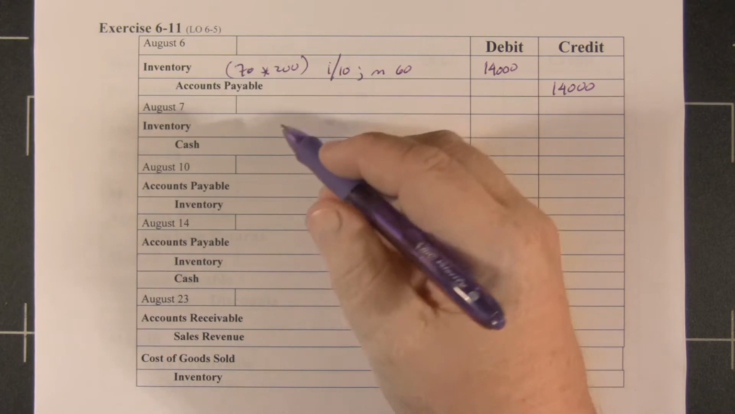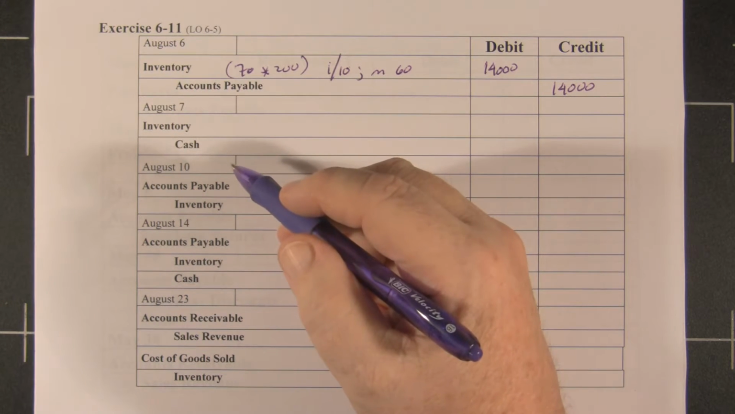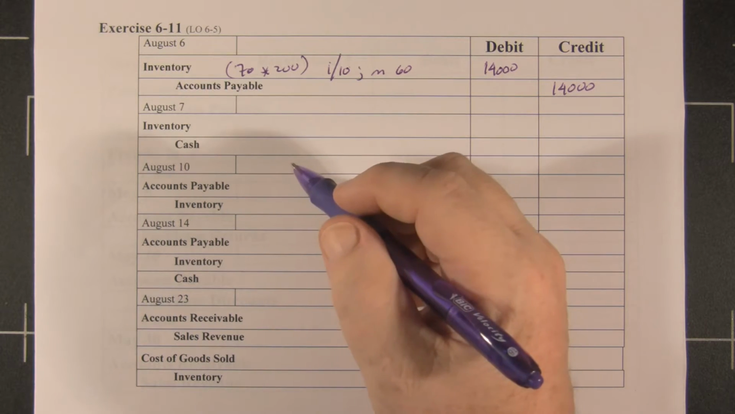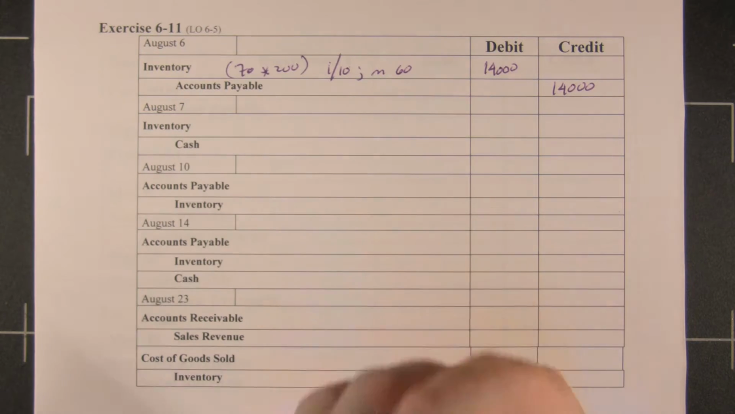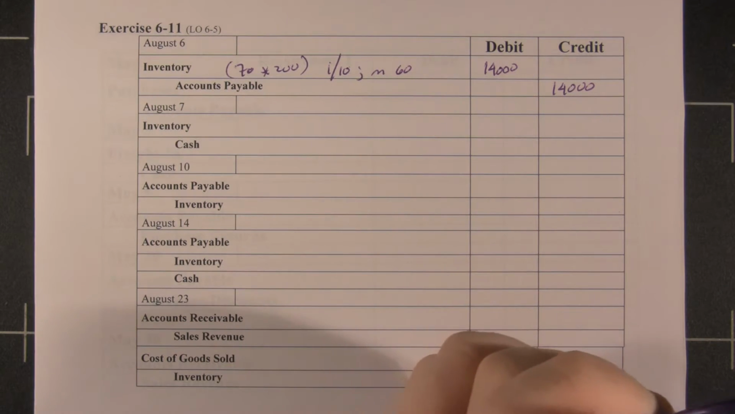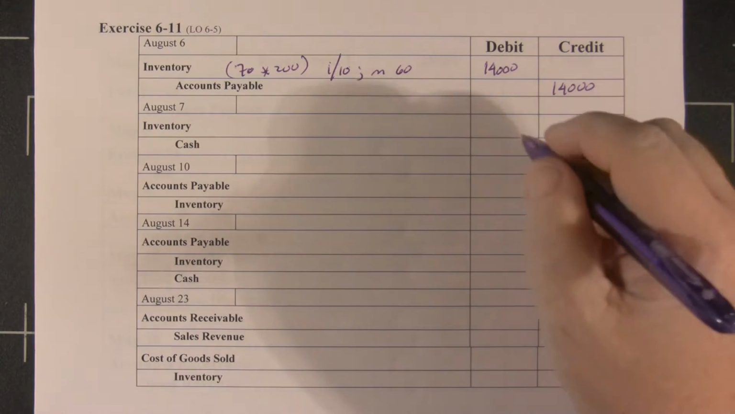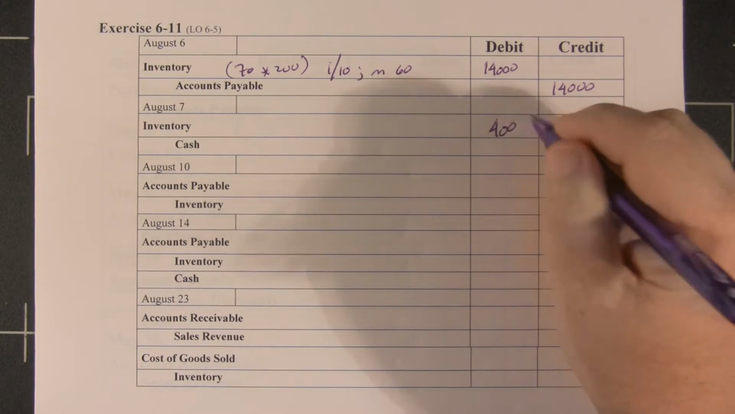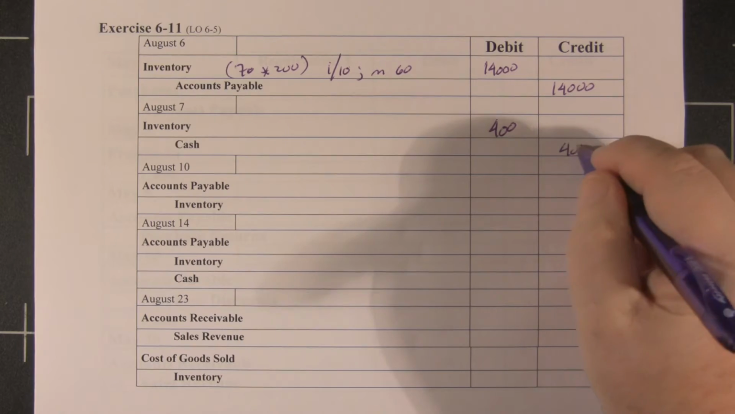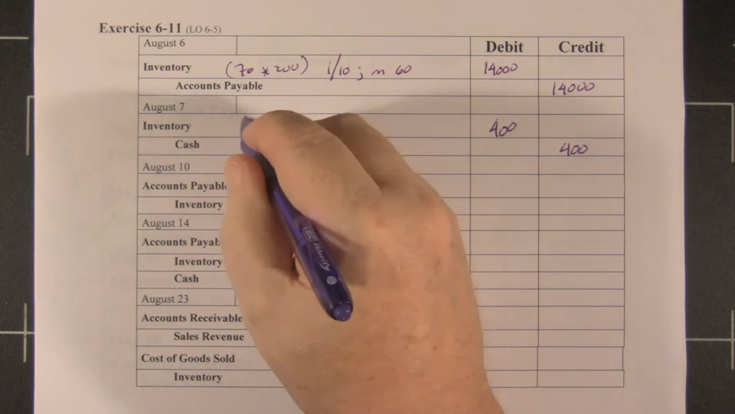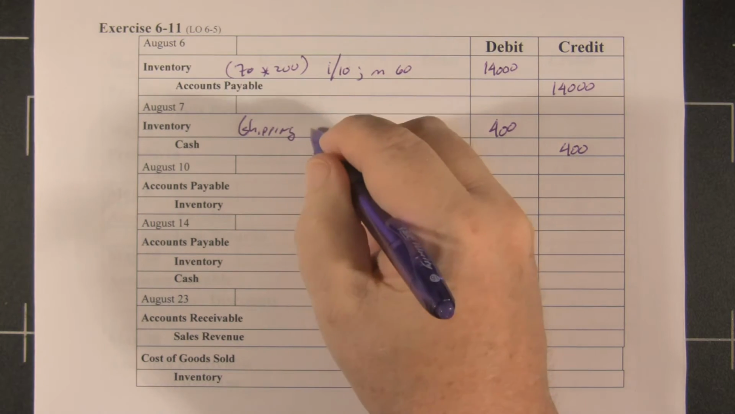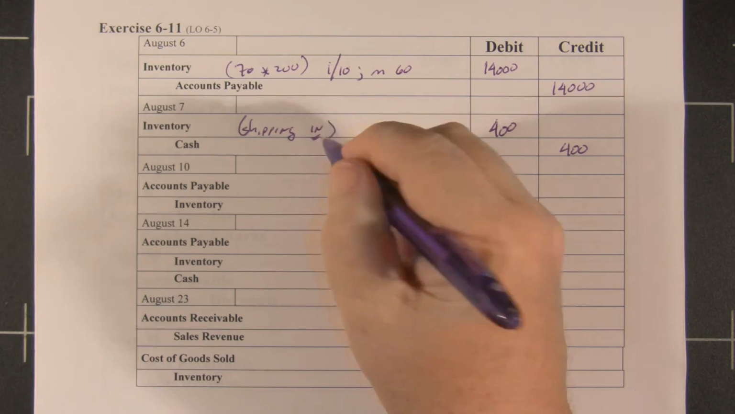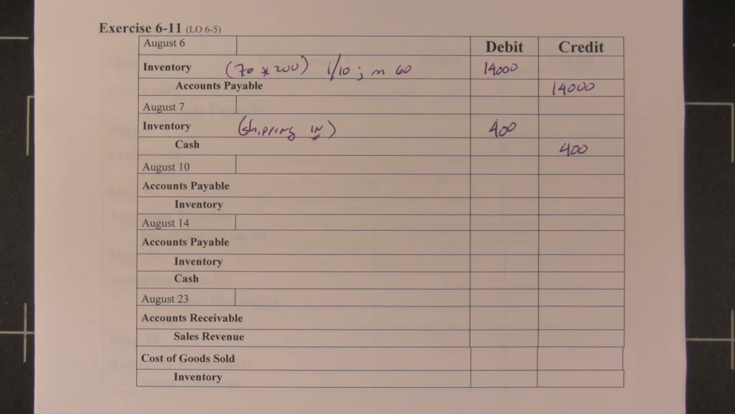Then on August 7th, we paid $400 for the shipping. Well, $400 was the normal, reasonable, ordinary cost to get the goods sent to us, so that gets added to our inventory. So we debit inventory $400 and credit cash $400. Remember, shipping in, freight in, is always added to inventory. Freight out is a selling cost.